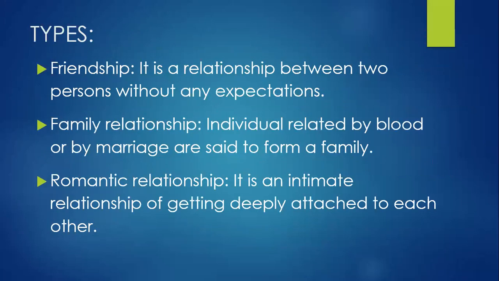Next, types. Okay, types of IPR, types of interpersonal relationship. First one, friendship, family relationship, romantic relationship. Okay, what is friendship? Relationship between two persons without any expectation. Okay, see, this is the friendship. This is the first type of interpersonal relationship, IPR, friendship.